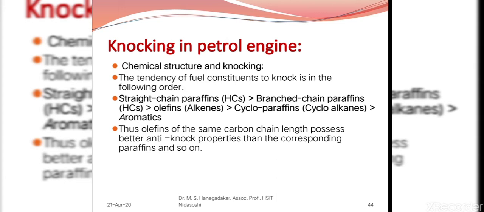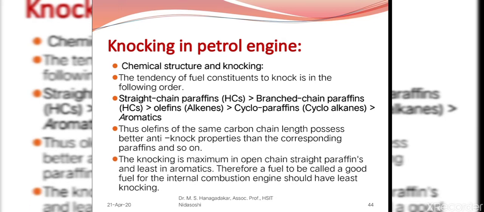Thus what we can depict, the olefins of same carbon chain length possess better anti-knocking character corresponding to the paraffins, meaning open chain hydrocarbons of same carbon length, and so on. The knocking is maximum in open chain straight paraffins, that is straight chain hydrocarbons, and it is least in the case of aromatic hydrocarbons.